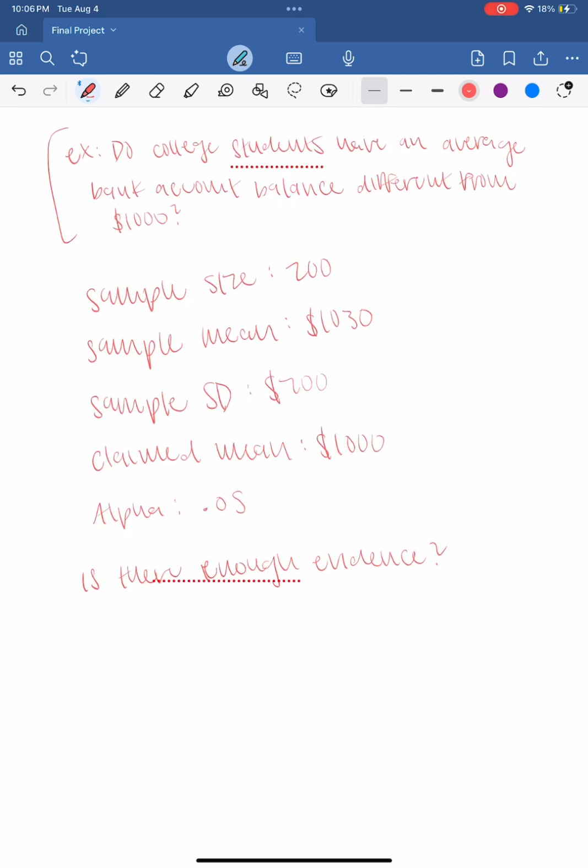Let's solve an example together. A random sample of 200 university students was asked how much money they have in their bank accounts. The sample average was $1,030, with a standard deviation of $700. We want to know if the true average amount of money students have is different from $1,000. We'll use a significance level of 0.05.